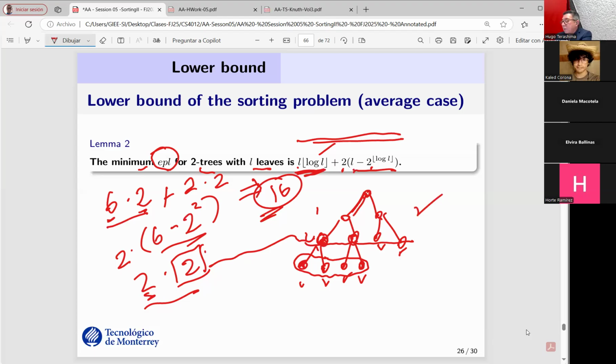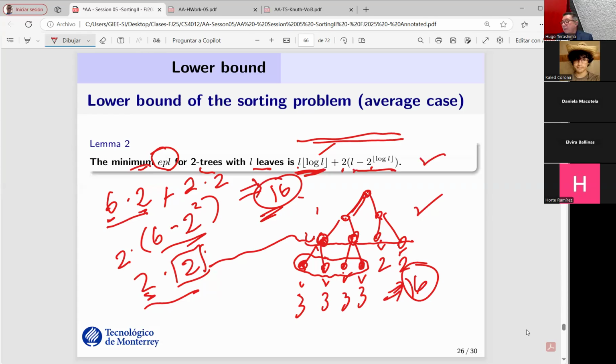And you see, this is 3, 6, 9, 12, and 3, 3, 3, 3, 2, and 2. Okay, that is 16. So the minimum EPL is given by this.